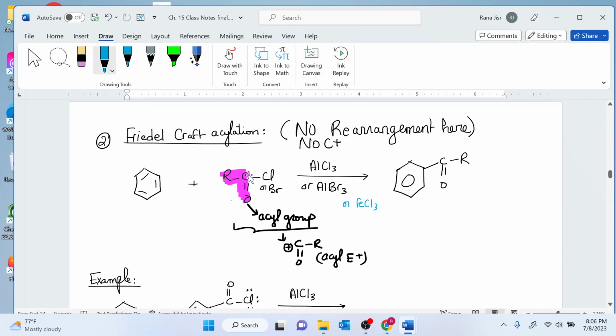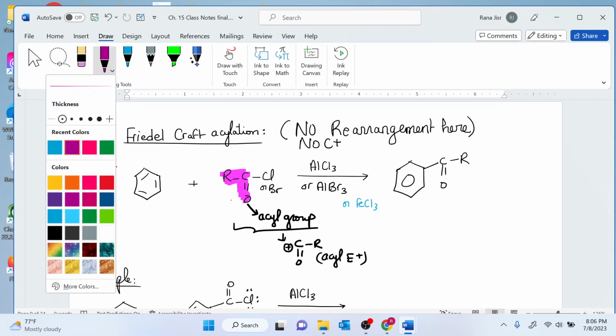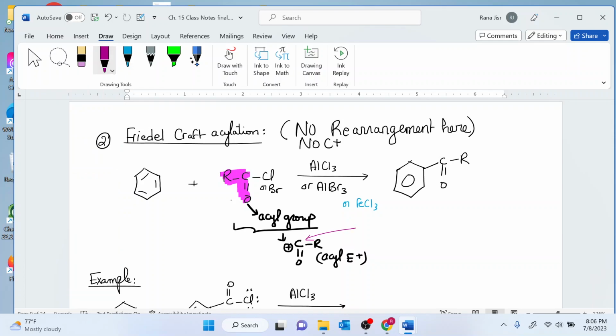So the reaction starts by the reaction of the acyl halide with the catalyst. And you're going to form the electrophile. The electrophile here is the acylium ion. So here you are forming the acylium ion.